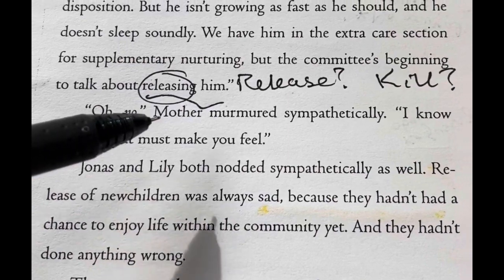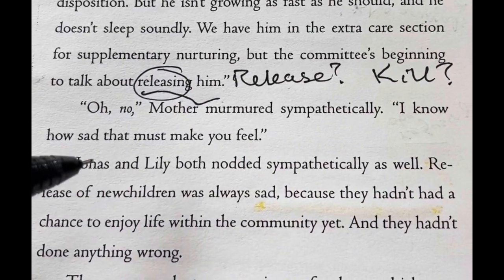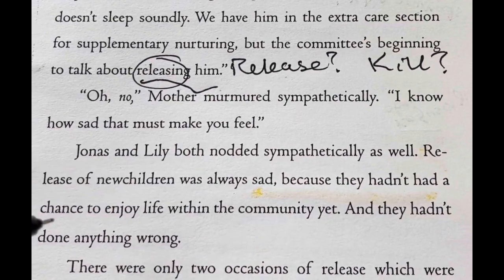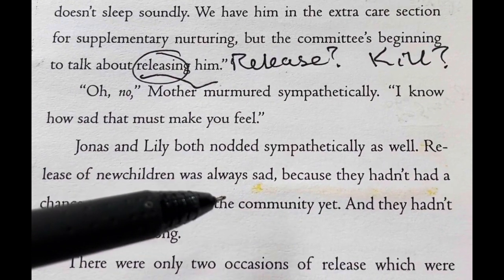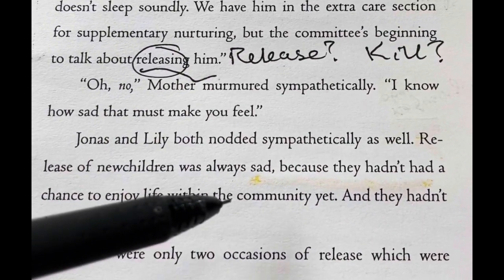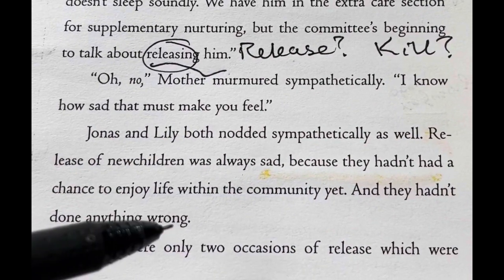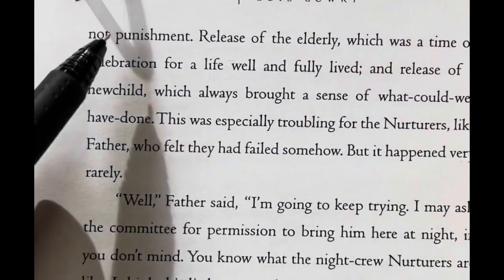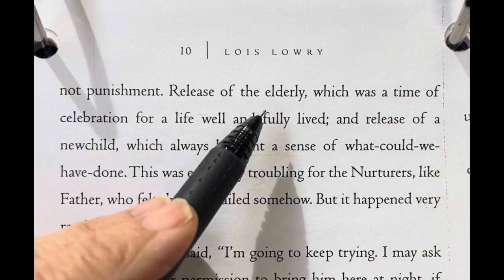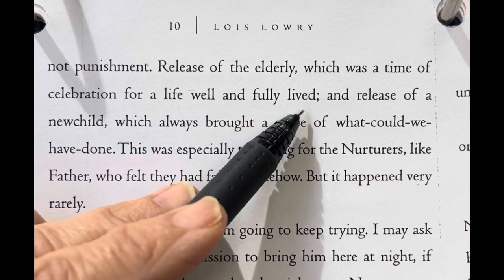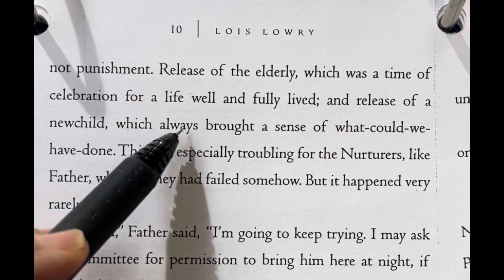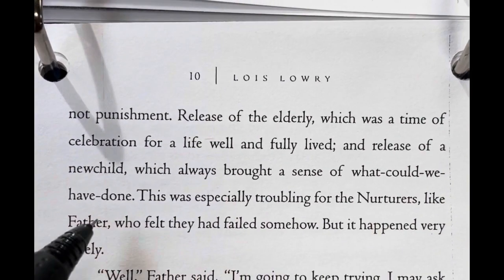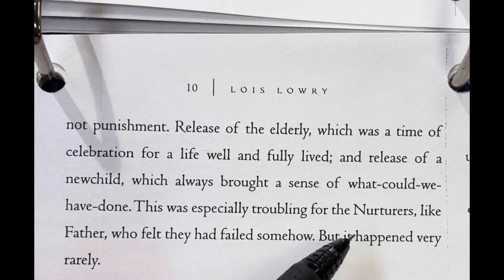Oh no, Mother murmured sympathetically. I know how sad that must make you feel. Jonas and Lily both nodded sympathetically as well. Release of new children was always sad because they hadn't had a chance to enjoy life within the community yet, and they hadn't done anything wrong. There were only two occasions of release, which were not punishment. Release of the elderly, which was a time of celebration for a life well and fully lived, and release of a new child, which had always brought a sense of what could we have done. This was especially troubling for the nurturers like father, who felt like they had failed somehow, but it happened very rarely.